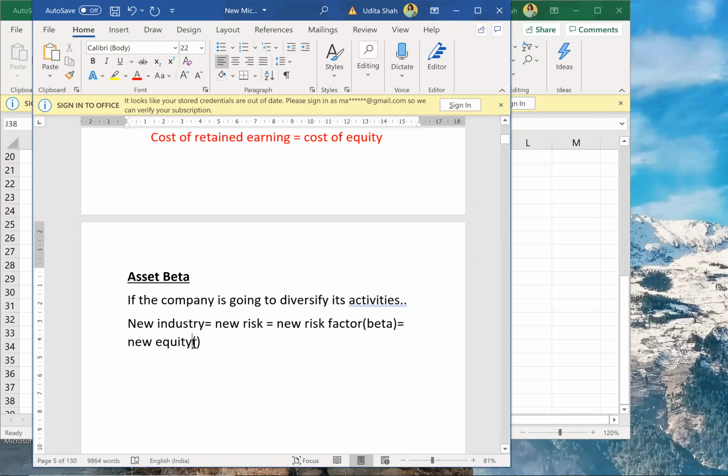My KD does not change. Sorry, not KD. New beta equal to new KE, and new KE equal to what? New KE equal to new WACC. Okay, so this is what we are going to calculate now in case of asset beta. Asset beta is used when company is going to diversify its activity. So in your question, whenever you find that the company is looking to diversify or start a project in a new industry, you should by default start looking for beta factor, KE factors, and WACC factor.